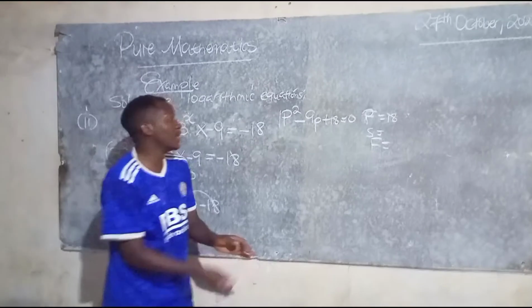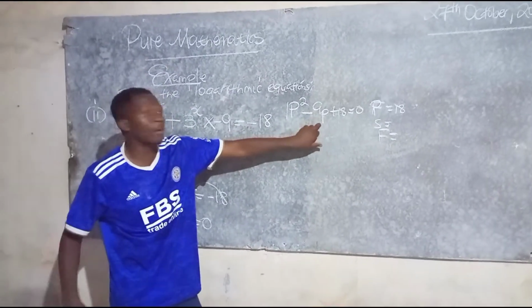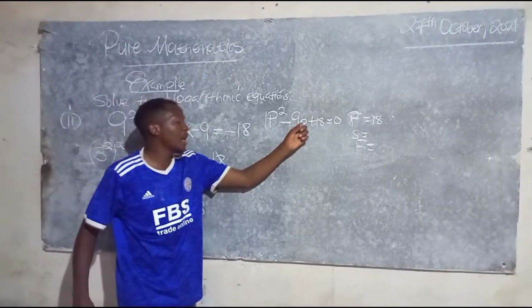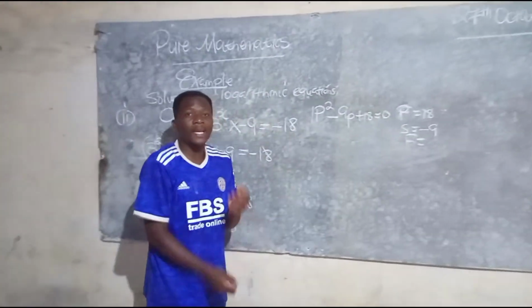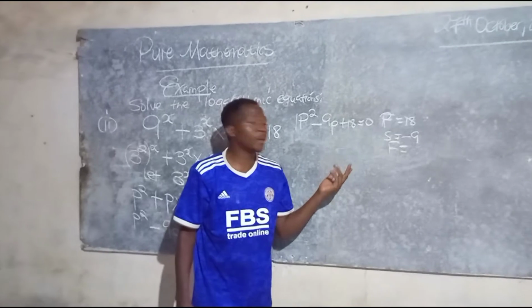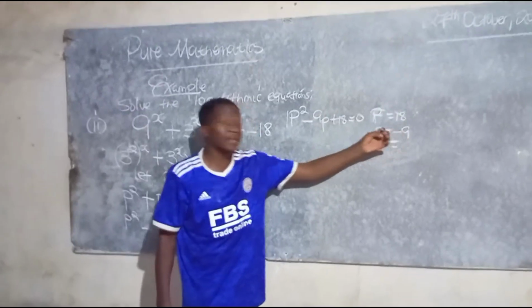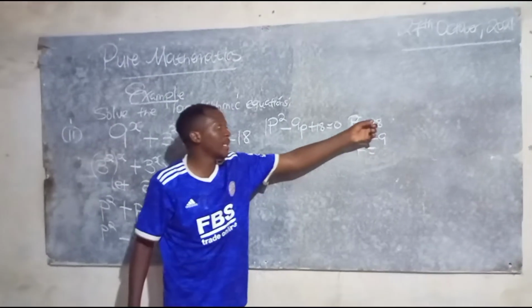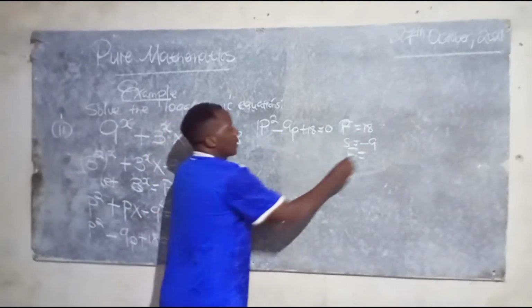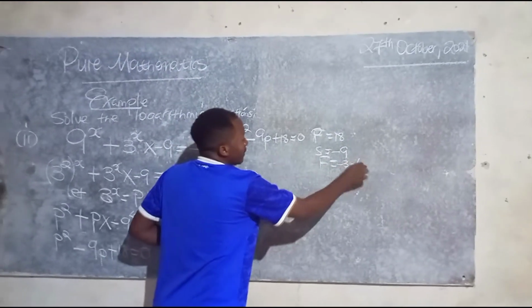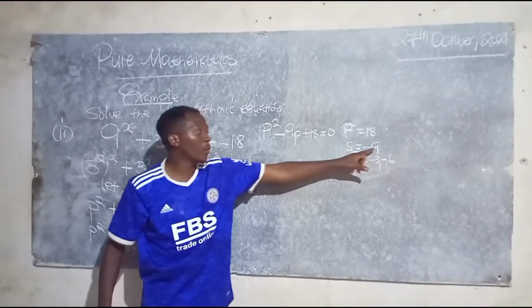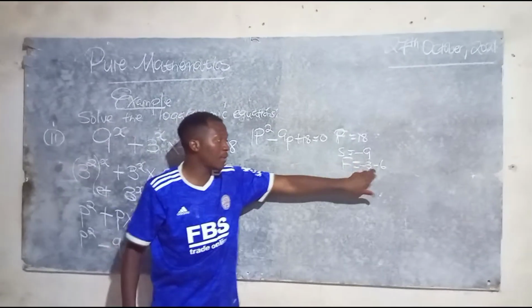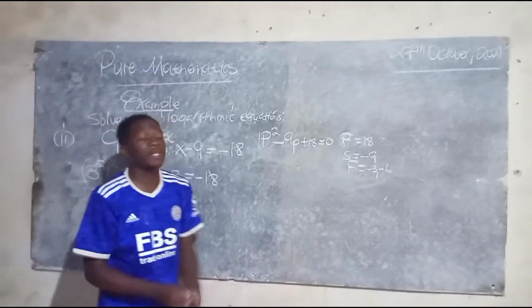Then for the sum, this is the coefficient of the middle variable. The variable here is p, but the coefficient is negative 9. Then we're going to find two numbers such that when we add, we get negative 9, which is the sum, and when we multiply, we get 18. The numbers are negative 3 and negative 6, such that negative 3 plus negative 6 gives negative 9, and negative 3 times negative 6 gives positive 18.